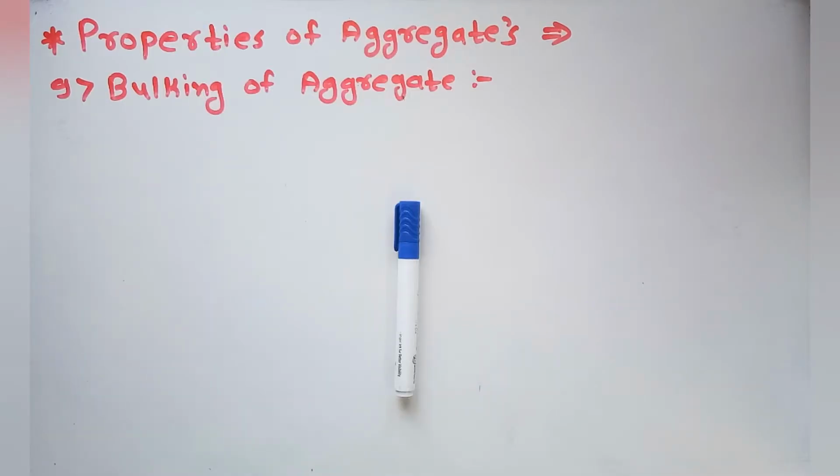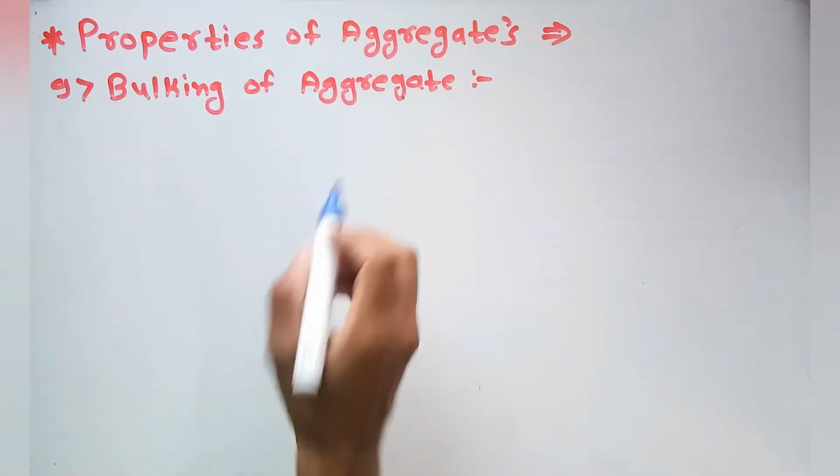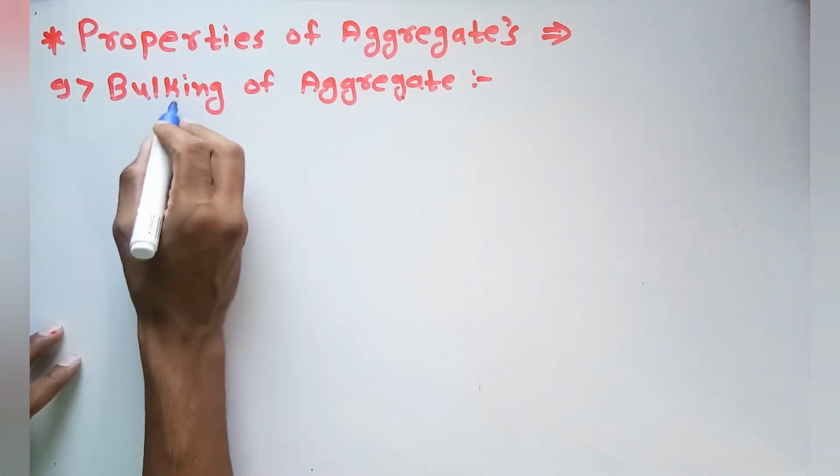So in this video we are going to discuss the properties of aggregates. In the previous video we discussed around 8 properties. Now we will continue with the 9th property, that is bulking of aggregate. First of all, we will see what is meant by bulking of aggregates.